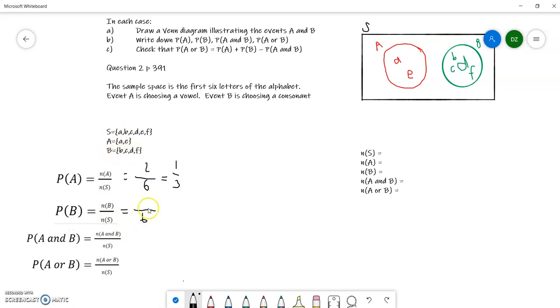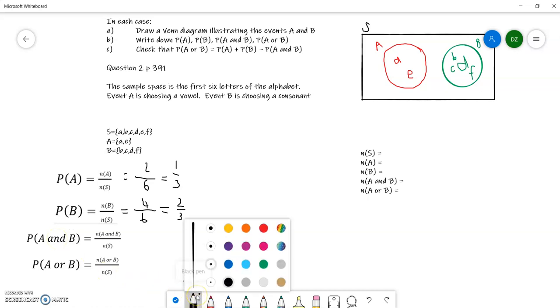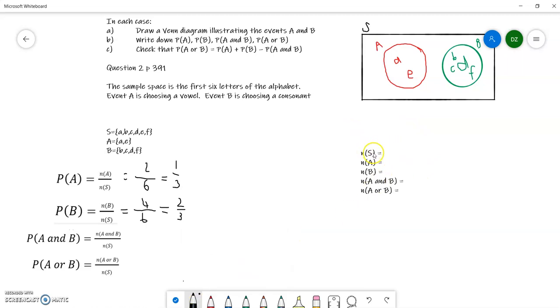There are 4 elements in event B, and I simplify as 2/3. Now, I need to go and do the operation of an intersection, okay? That means I must list all elements that have A and B together in them. And what I've done here on the side, if you want to rather do all the different ones in the first place, then you can do that.